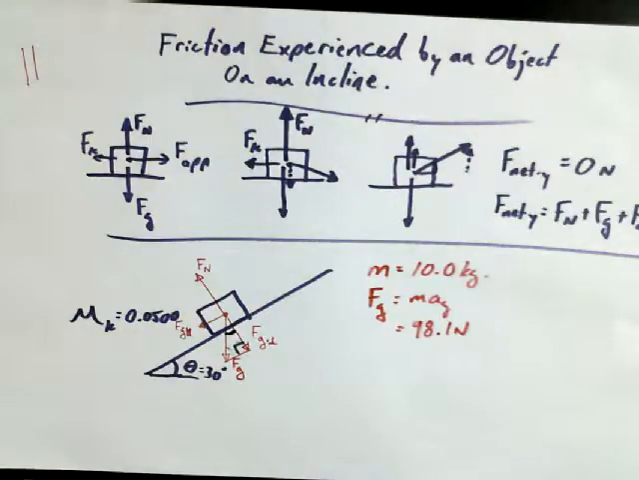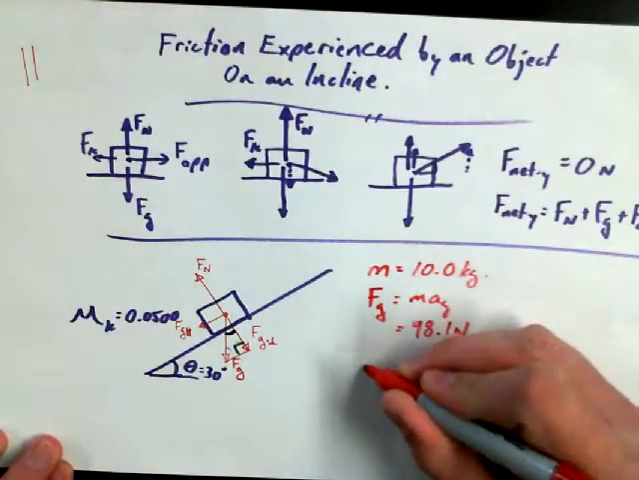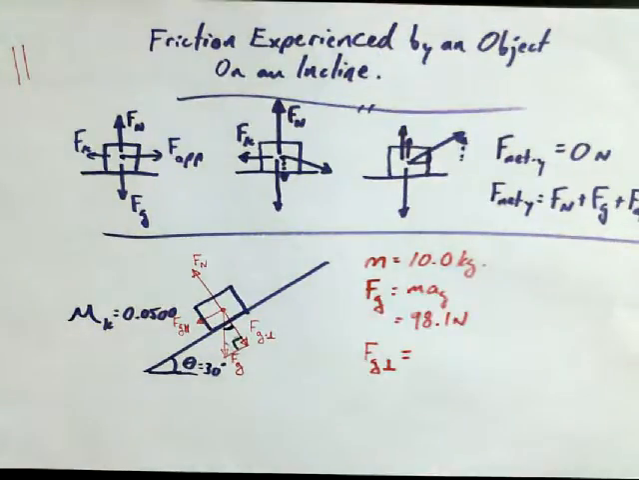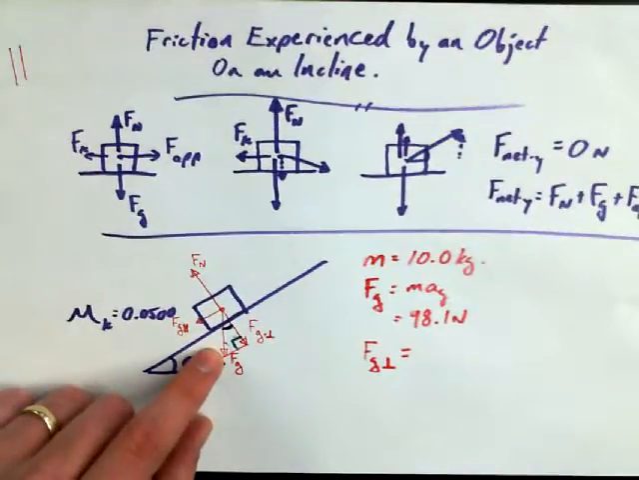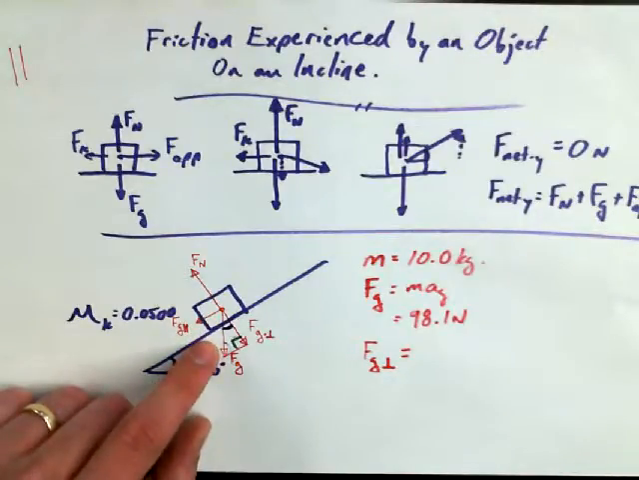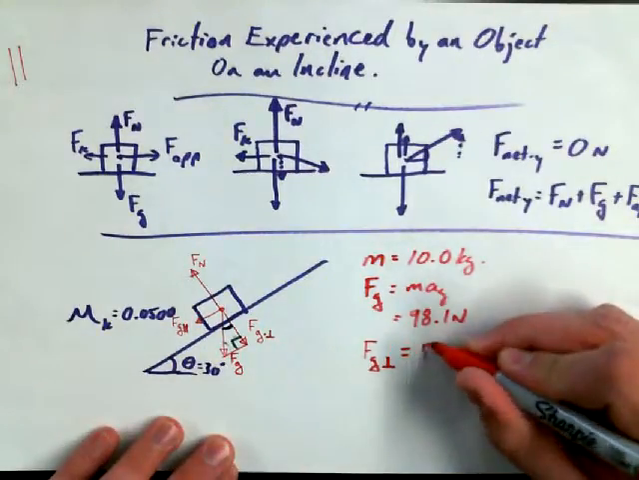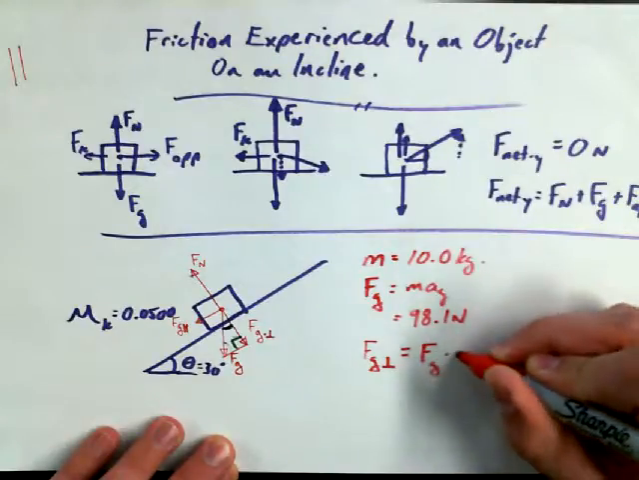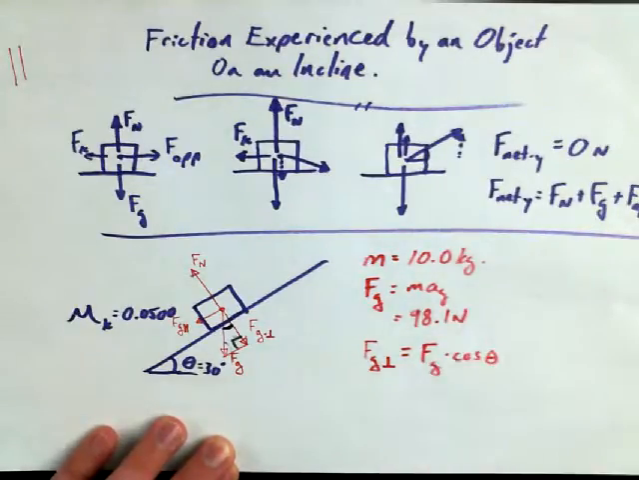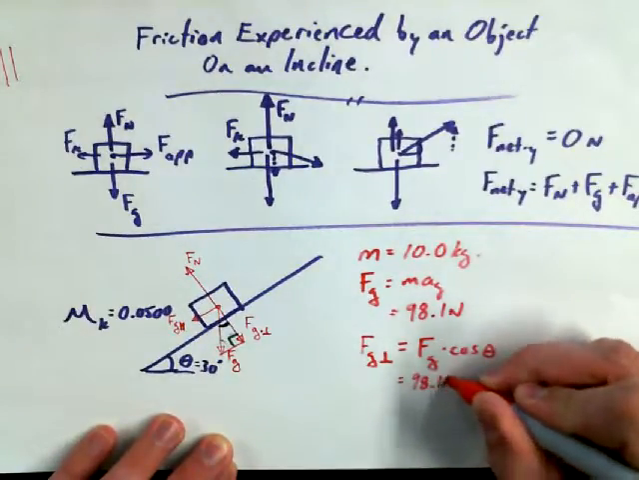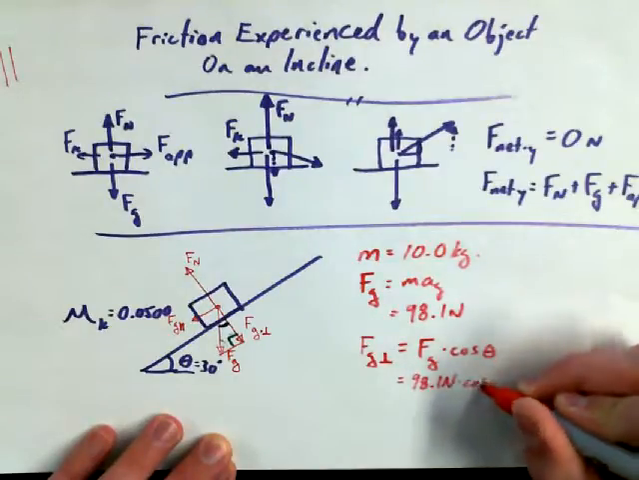How could I figure out what Fg parallel is? Or let's do Fg perpendicular first. Can you see that Fg perpendicular is just Fg cosine of theta? Because I've got the hypotenuse, that's what Fg is in this case, and I don't have that adjacent side there. So I could see Fg perpendicular is equal to Fg times cos of theta. And in this case, theta is going to be 30 degrees. So 98.1 newtons times cos 30.